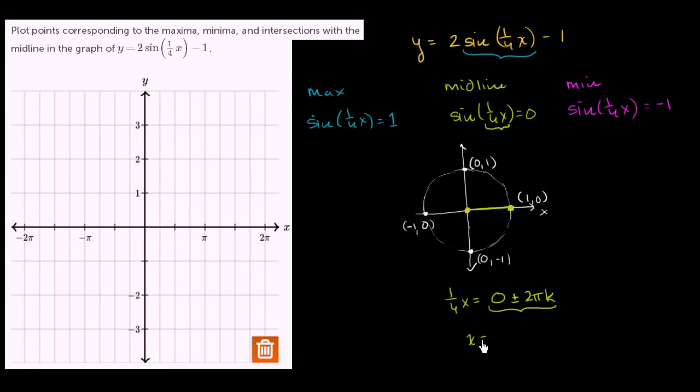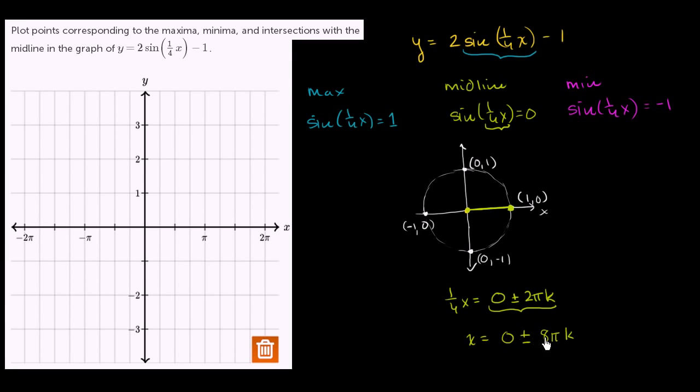We get x is equal to 4 times 0 is 0, plus or minus 4 times some multiple of 2 pi would get us, or 4 times 2 pi k is going to give us 8 pi k. So now, when x is 0 plus or minus any integer multiple of 8 pi, this whole function is going to intersect the midline.